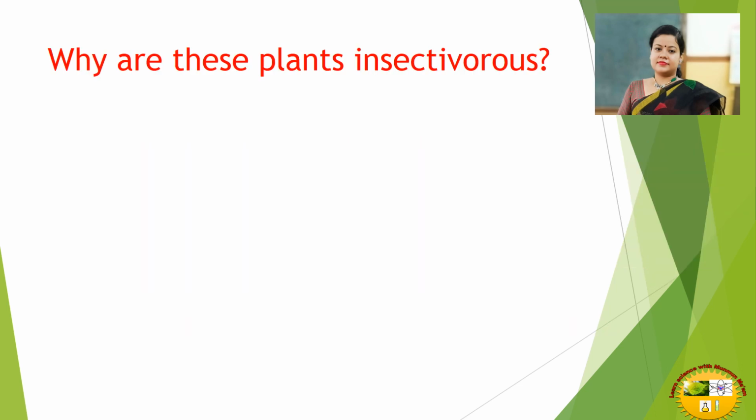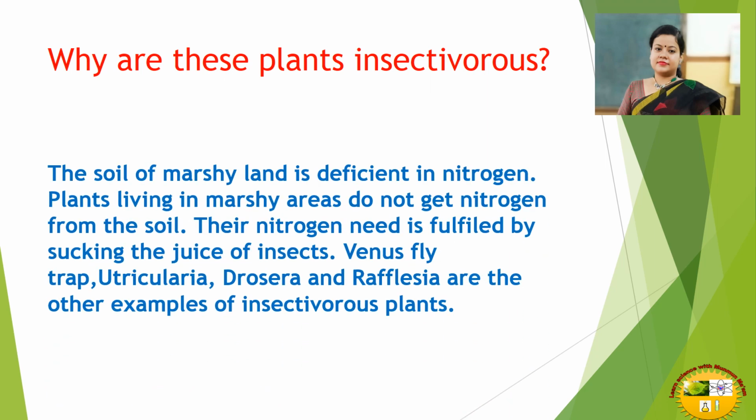Now, the question is, why are these plants insectivorous? Well, the soil of marshy land is deficient in nitrogen. Plants living in marshy areas do not get nitrogen from the soil. Their nitrogen need is fulfilled by sucking the juice of the insect. In our previous video, we have discussed that plants need protein and synthesis of protein requires nitrogen. So to get nitrogen, these plants feed on insects. Venus flytrap, Utricularia, Drosera and Nepenthes are the other examples of insectivorous plants.